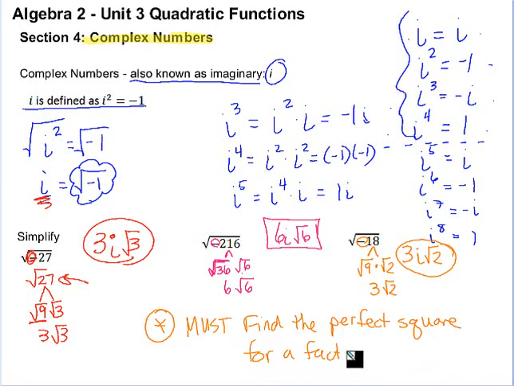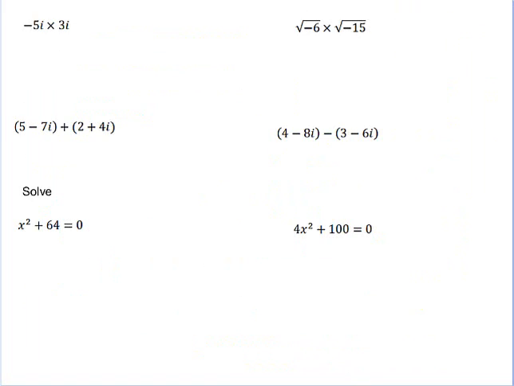If you don't have a perfect square that's a factor of the number, then you're not going to be able to break it down at all. Okay, so next one, we have negative 5i times 3i.